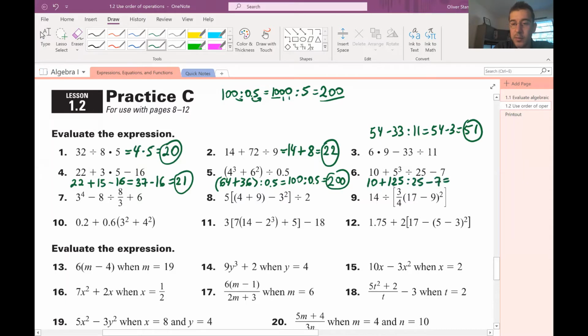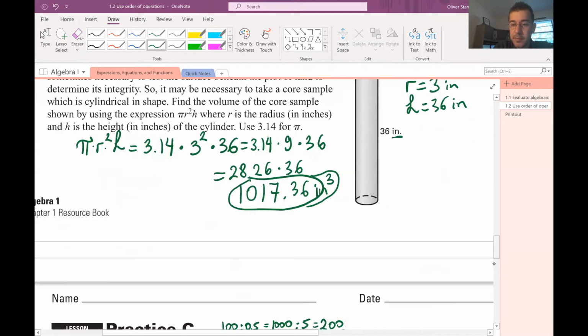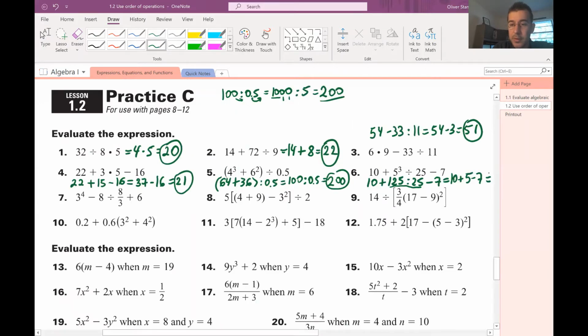Next, we do division, right? So 125 divided by 25 is 5. Why? Because 5 times 25 is 125. Okay. And then 10 plus 5 is 15, and minus 7 is 8. Okay, so the answer is 8. So I'm just going to write it here. Because 10 plus 5 is 15, and minus 7 is 8.